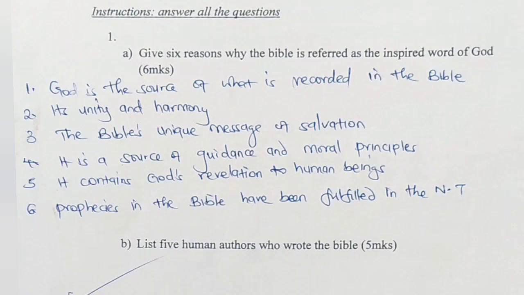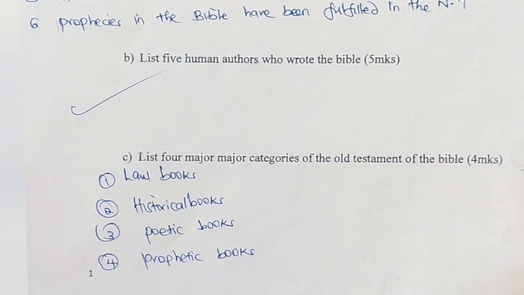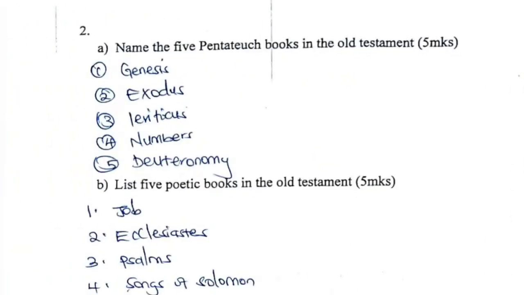1c, list 4 major categories of the Old Testament of the Bible. We have law books, historical books, poetic books, prophetic books. There are only 4. Question 2a, name the 5 Pentateuch books in the Old Testament. We have Genesis, Exodus, Leviticus, Numbers, Deuteronomy. The first 5 books of the Bible.